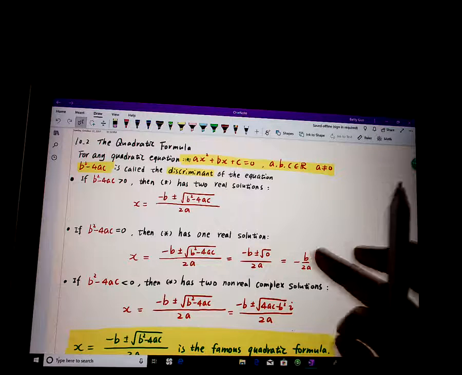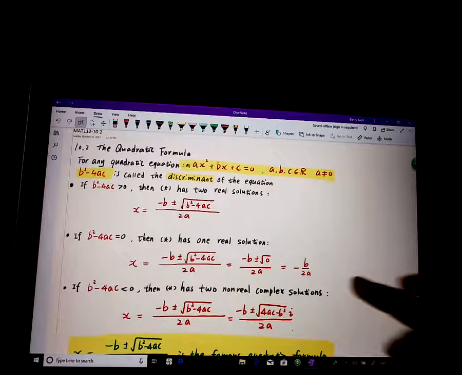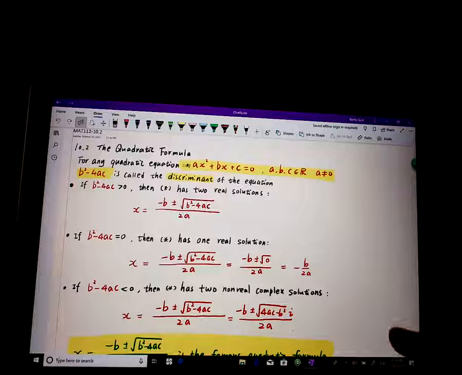Hello everyone. In this video we are going to talk about section 10.2, the quadratic formula. The quadratic formula provides us the fourth method to solve a quadratic equation. Yes, we have three methods covered already in previous videos.